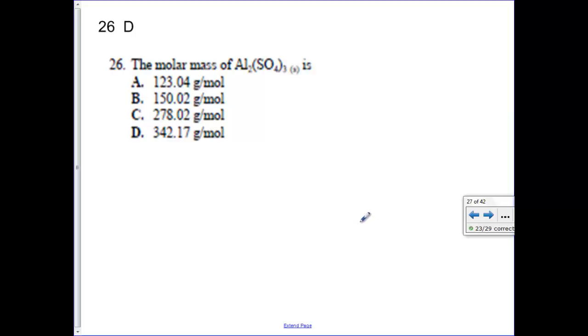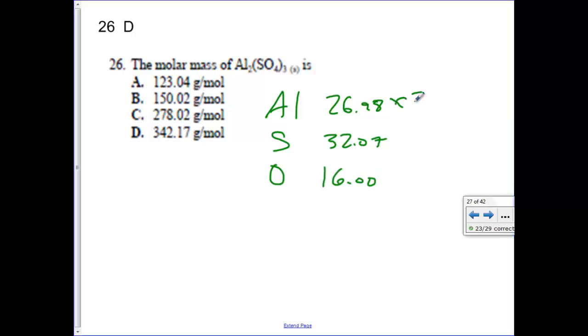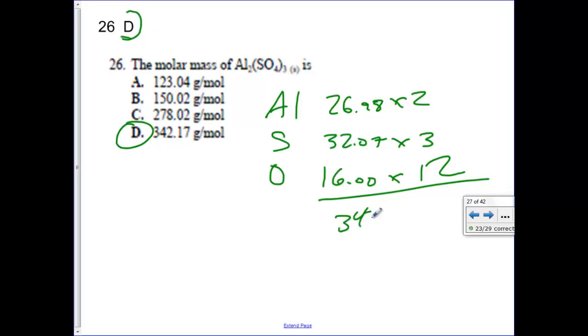Okay, this one's kind of like other questions we did, only a little bit less work. All we have to do is find molar mass. So we need aluminum, sulfur, and oxygen. This one is 26.98. This one is 32.07. And this one is 16. This guy we need 2 of. This guy we need 3 of. And oxygen, there's 4 oxygens, but you need 3 of them? Yeah, so 12. So adding all that up gets you... D, I guess. I have the answer sitting up here, by the way. D. 342.17.